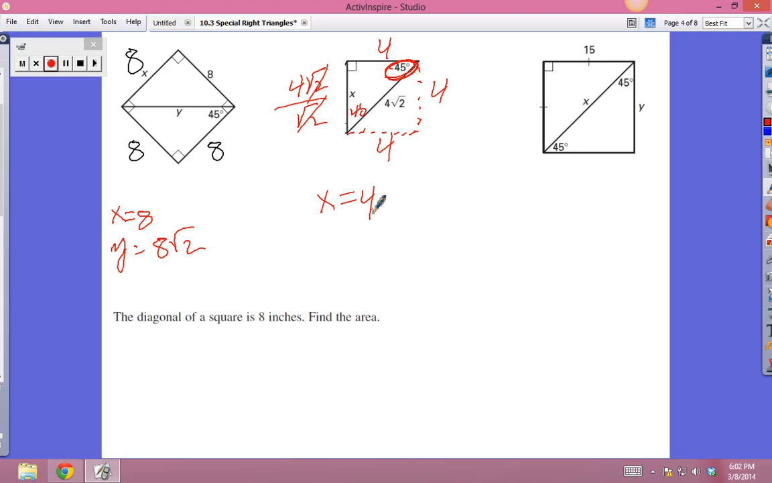Okay, the third one, the 45, is the hint that it's half of a square. So if that's 15, they're all going to be 15. So y is going to be 15. And then x, the diagonal, is just going to be, the hypotenuse is going to be whatever the leg is times the square root of 2.